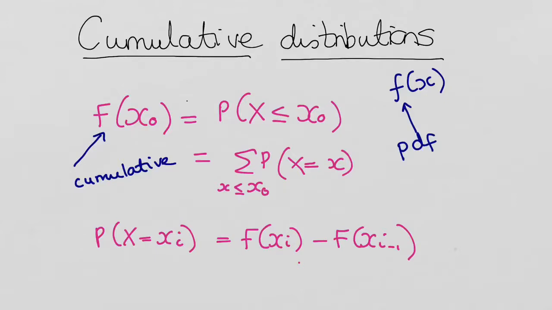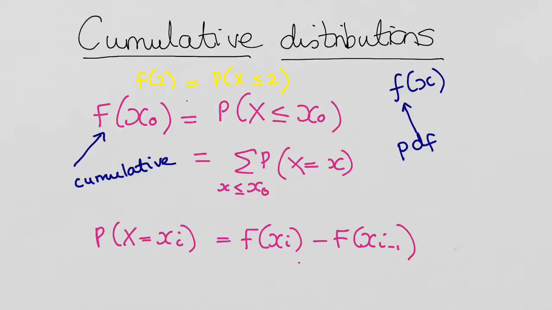So all this one tells us is that the cumulative distribution is the probability of x being less than or equal to x naught. So for example, if this was F of 2, this is telling me to work out all the probabilities less than or equal to 2. So it'd be cumulative. I'd have to work out 0, 1 and 2. And down here, this is saying that you sum up all the probabilities where x is less than or equal to x naught. So you'd add up all the ones less than or equal to 2, so 0, 1 and 2.